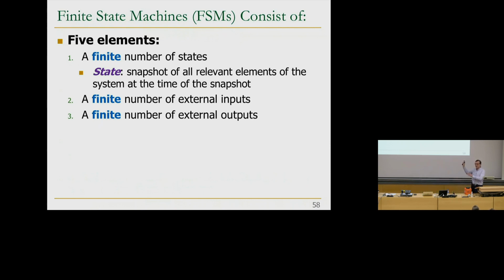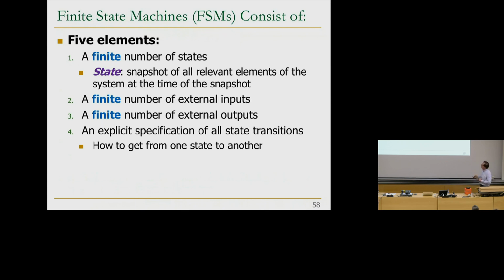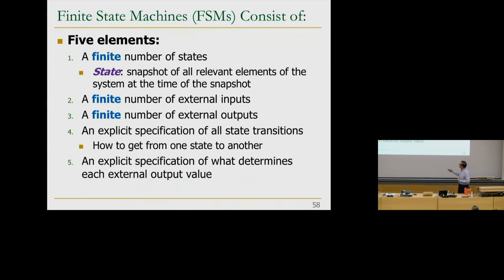Now, in the case that I showed you, the outputs happen to be the same as the states. Okay, and also an explicit specification of all state transitions. How should the states transition? And this has to be comprehensive. It should be all transitions, and how to get from one state to another. And finally, an explicit specification of what determines each external output value. That's also important. What should your output be in this particular state, for example?